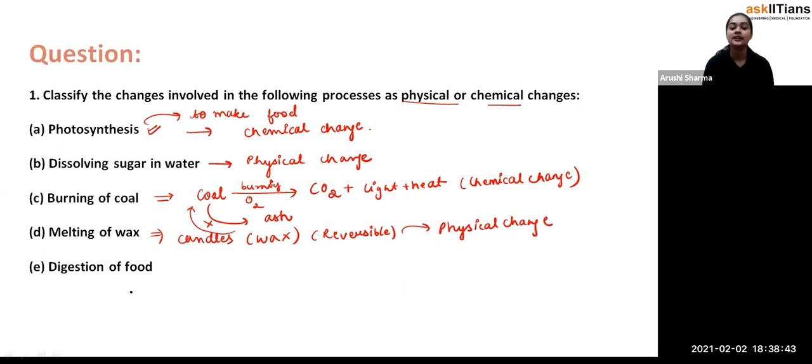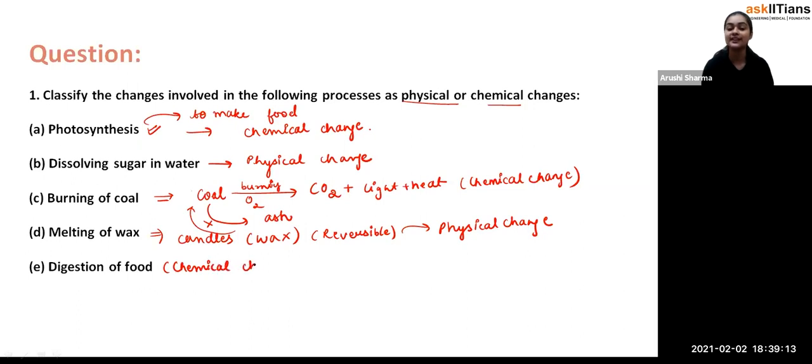Fine. Now the E part says the digestion of food. We have already discussed this: when we eat food, there are many processes, like if we talk about the whole digestion process, from the buccal cavity to the esophagus, then to the stomach, then to your intestine, the food is digested completely. So, student, there are so many processes going on which we can't reverse. So obviously the digestion of food is a kind of chemical change.